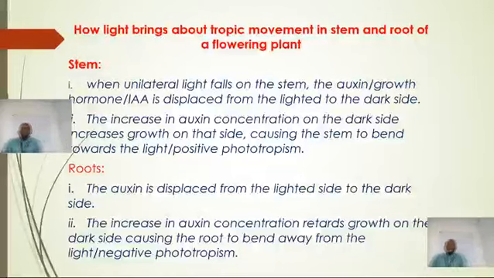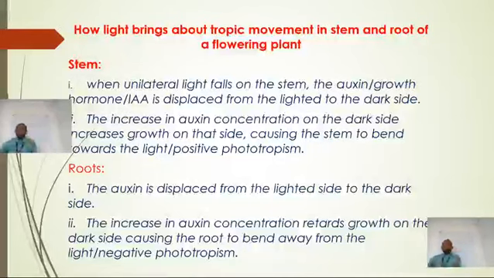Now, when unilateral light falls on the stem, what will happen? The auxin or the growth hormone is displaced from the lighted side to the what? To the dark side. And it will become what? Accumulated. When it becomes accumulated, what will happen? The increase in auxin concentration on the dark side increases growth on that side, causing the stem to bend towards the light, which is positive phototropism.